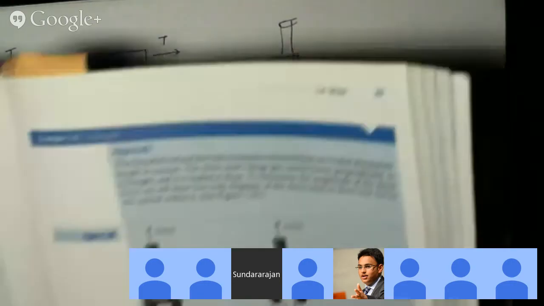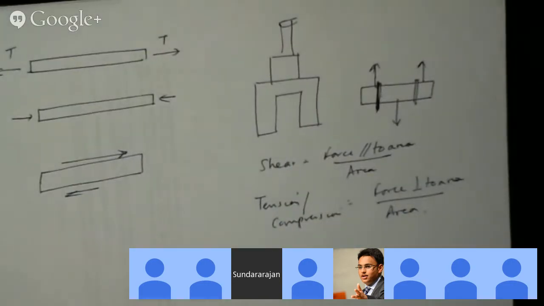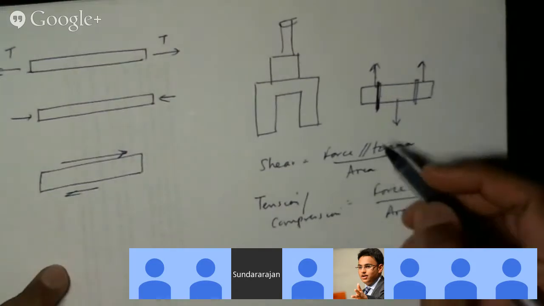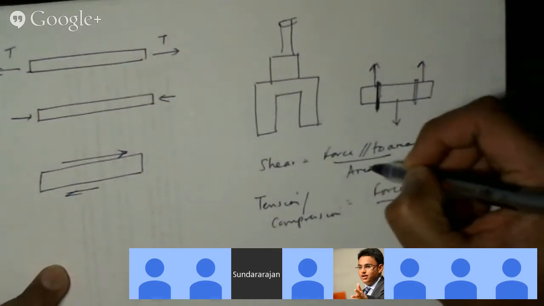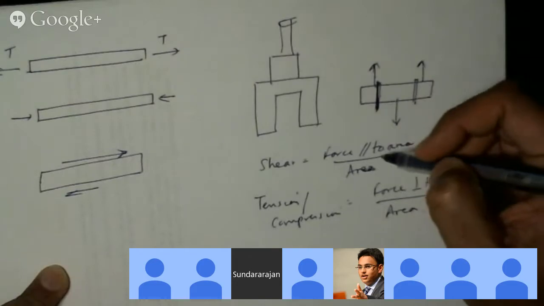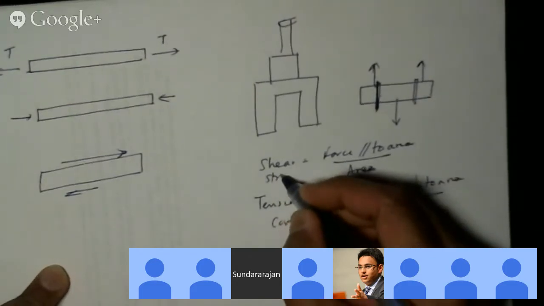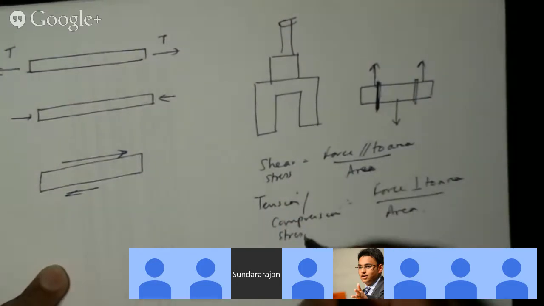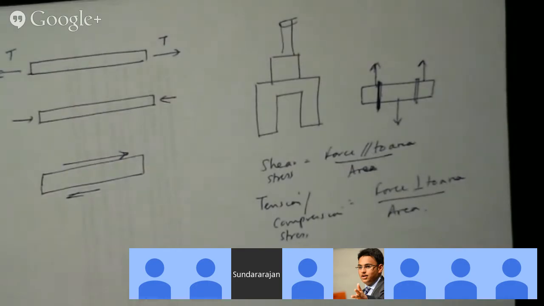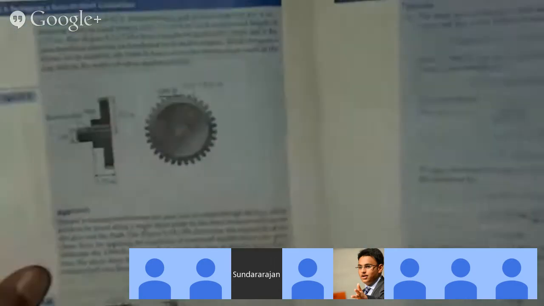Sorry, why do you have force over area? This is shear stress. But that's just for the sake of the equation though. Stress is always force over area. Right. So the question is which force and what area. Okay. Thank you.